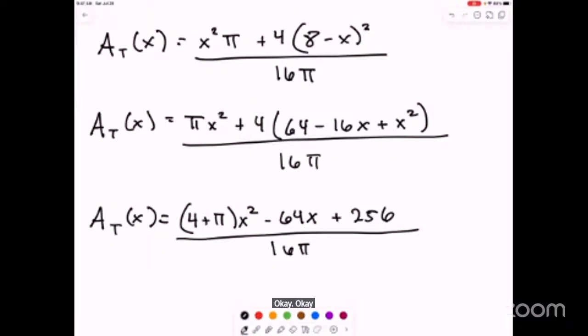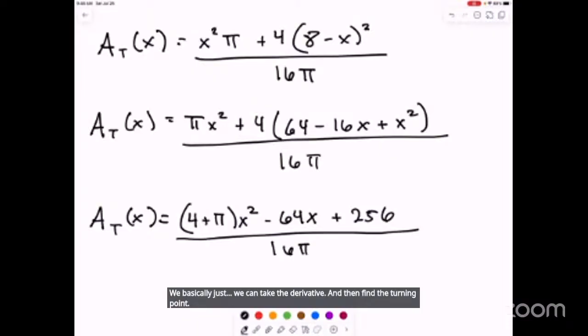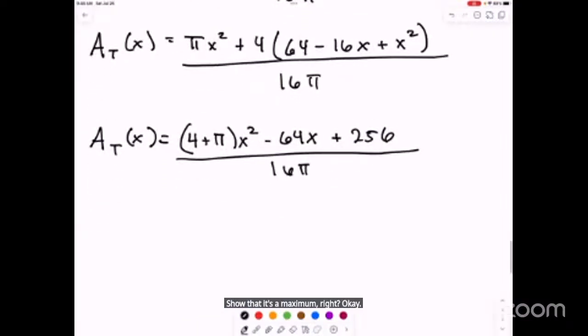Again, our goal is to maximize the area. So this is a parabola. We can take the derivative and then find the turning point, and show that it's a maximum. So let's look at A prime.